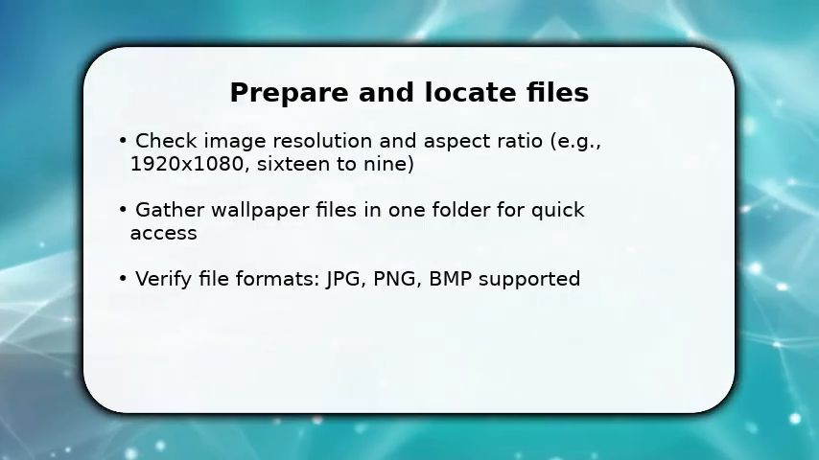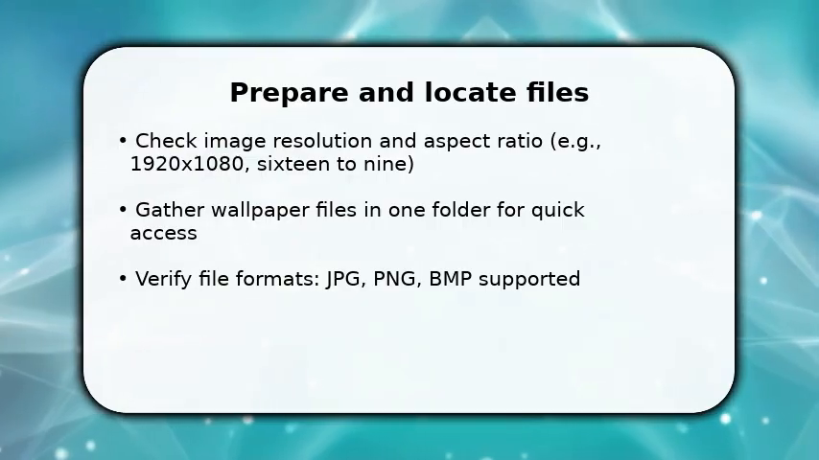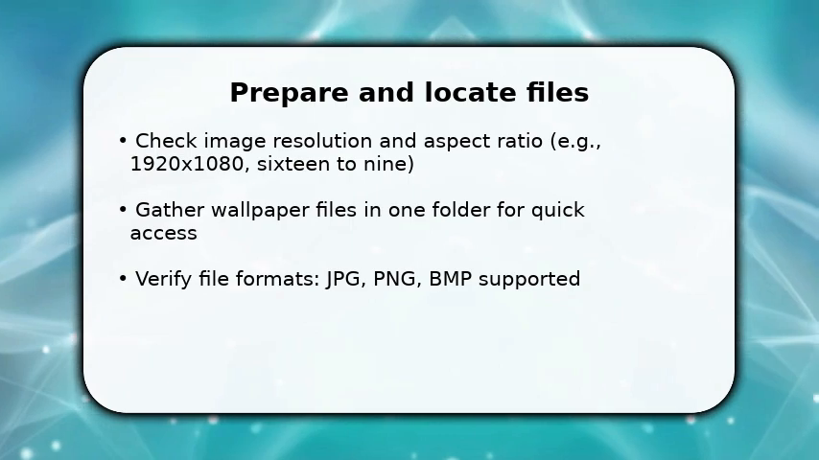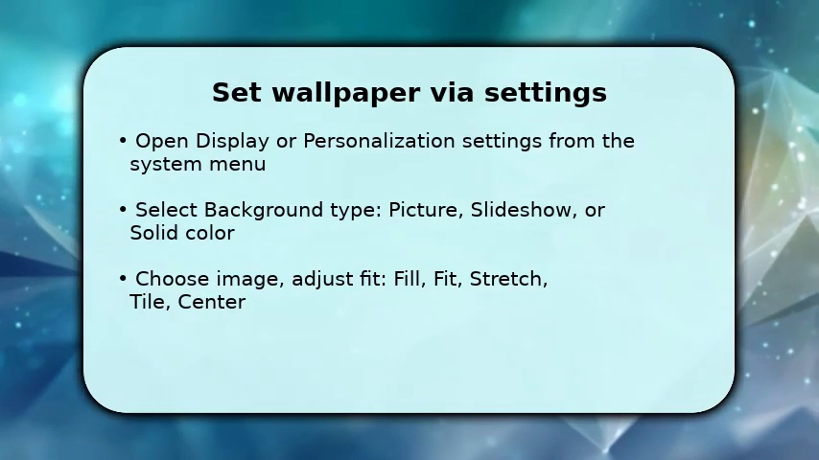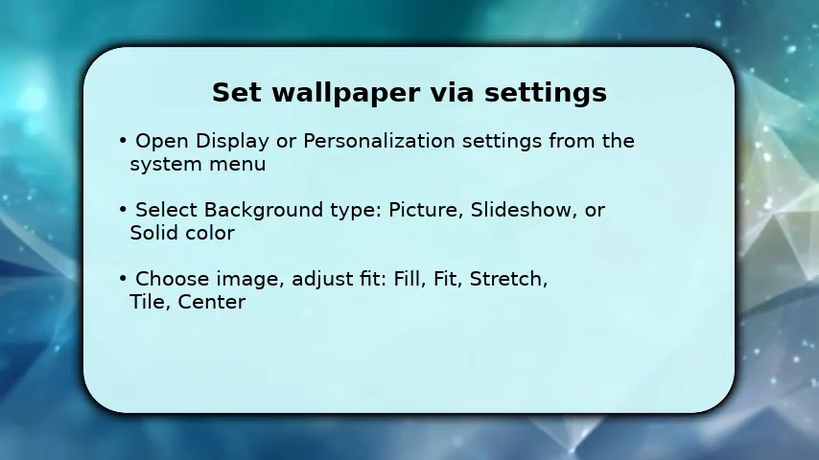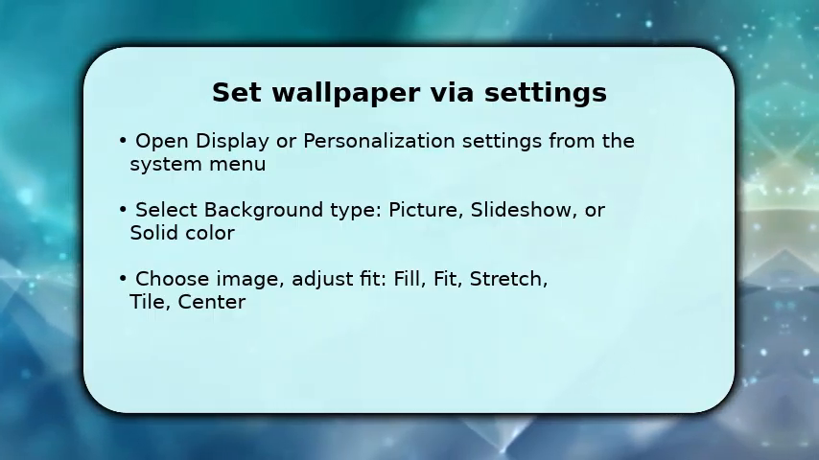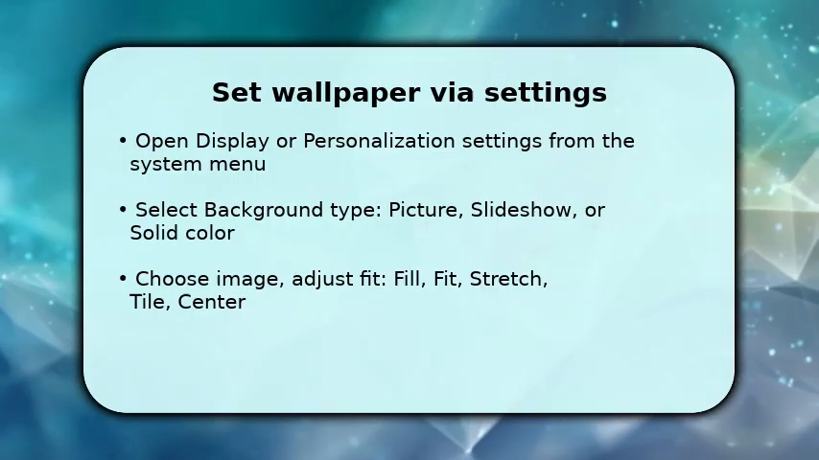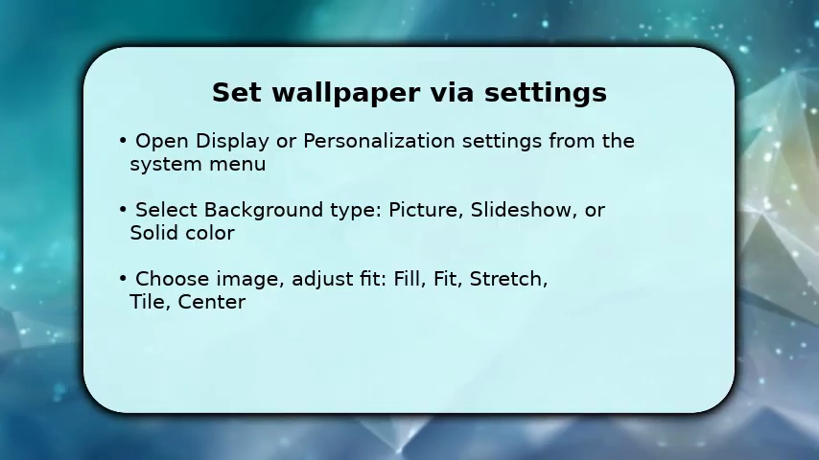Make sure you know whether you want a single image, slideshow, or different images for multiple displays before moving to system settings. Now open your system's personalization or display settings and focus on background options. Select Picture for a single image, Slideshow for multiple files, or Solid if you need a plain color. Click Browse to pick the folder or image you prepared and select your preferred file.